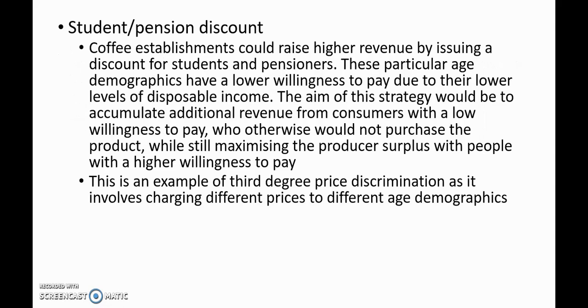One example is student and pension discounts. Coffee establishments could raise higher revenue by issuing a discount to students and pensioners. These particular age demographics have a lower willingness to pay due to their lower levels of disposable income. The aim of this strategy would be to accumulate additional revenue from customers with a low willingness to pay who otherwise would not purchase the product, while still maximizing the producer surplus with people with a high willingness to pay. This is an example of third-degree price discrimination, as it involves charging different prices to different age demographics.